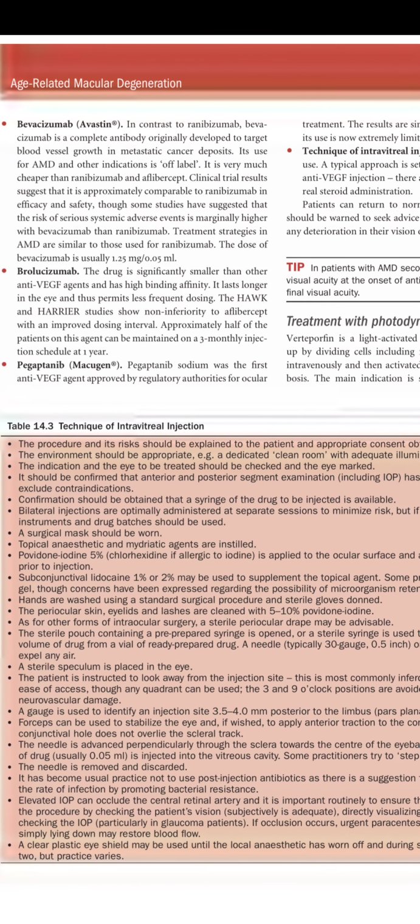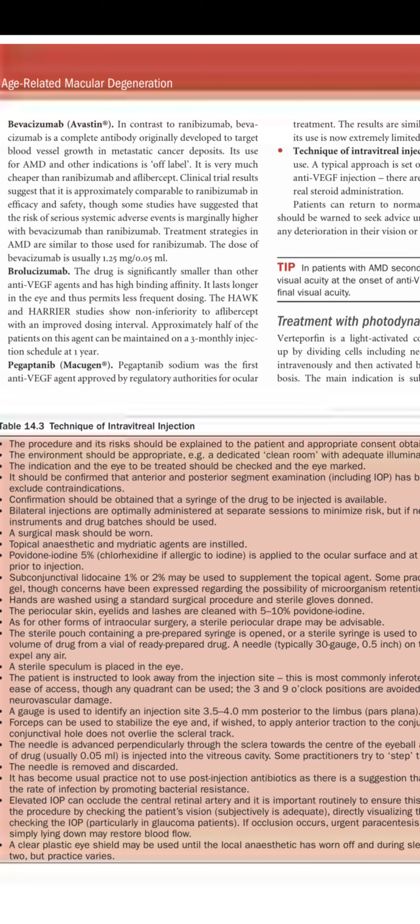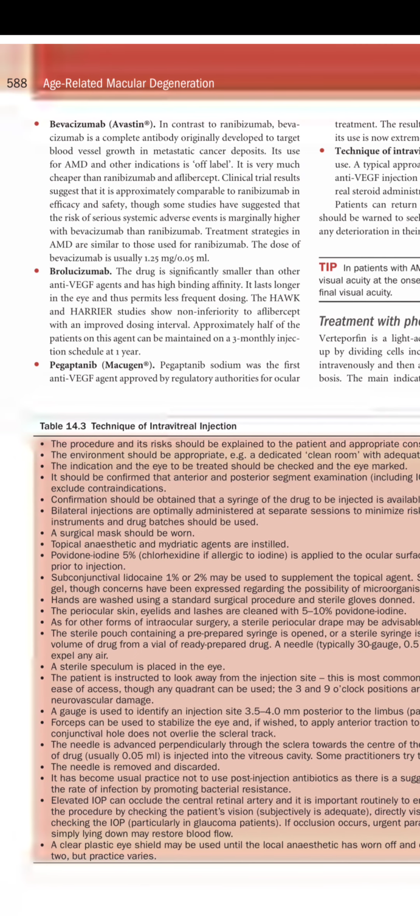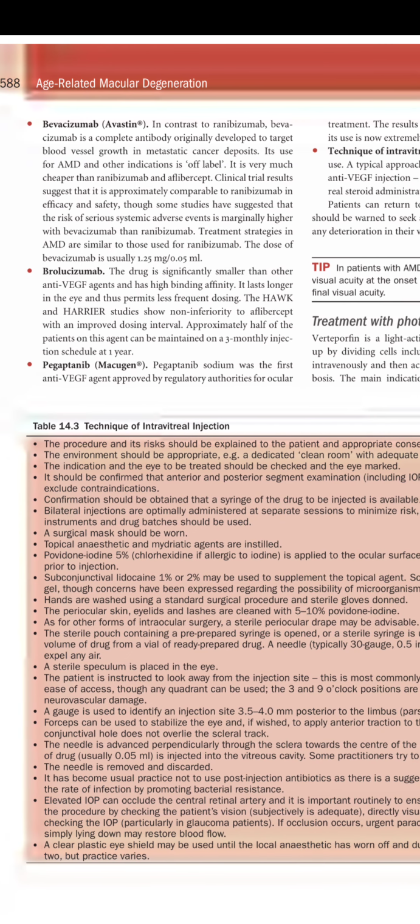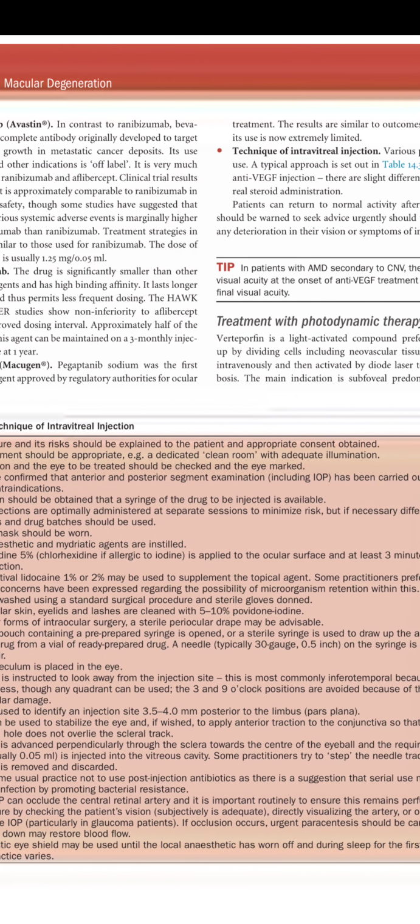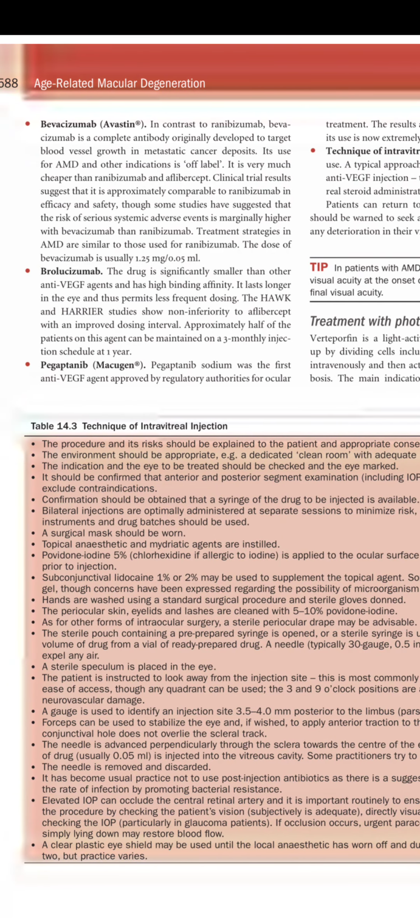Confirmation should be obtained that a syringe of the drug to be injected is available. Bilateral injections are optimally administered at separate sessions to minimize risk, but if necessary, different instruments and drug batches should be used. A surgical mask should be worn. So it is basically giving us a how-to procedure of intravitreal injection.